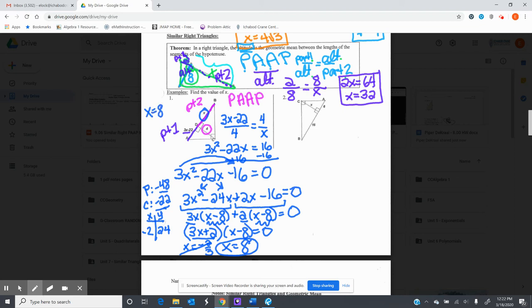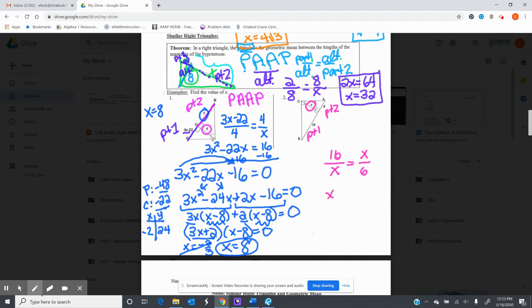Okay. I'm going to set up exercise 2 for you. Again, we're going to use the PAAP rule here because there's a value next to the altitude. Now, sometimes it's going to be a variable, sometimes it's going to be a digit like exercise 1. But in this case, the 16 is going to be part 1. The 6 I'm going to use as the part 2. So we're going to say 16 is to the altitude, as the altitude is to the 6.